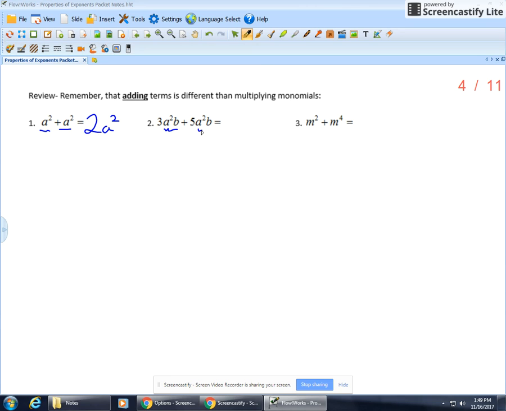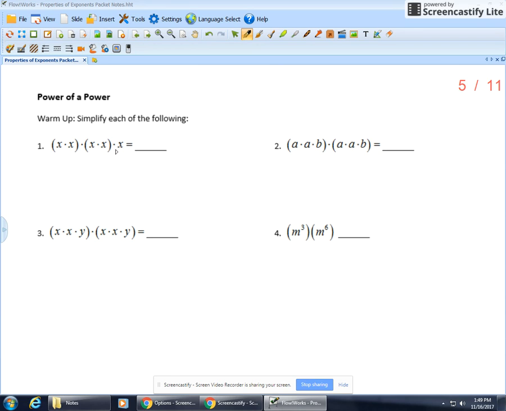Are these like terms? Yeah, they are. How many of them are there? Well, there's 3 of these and there's 5 of these. So we're saying 3 plus 5 equals 8 a squared b's. Are these like terms? No. No more you can do. All right. You guys try these ones on your own.